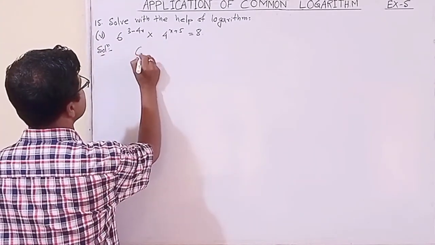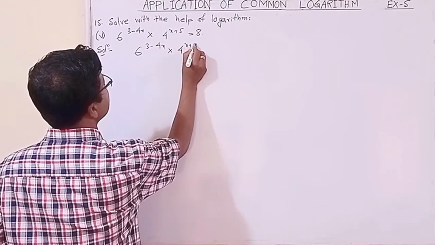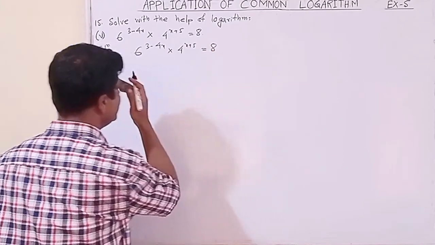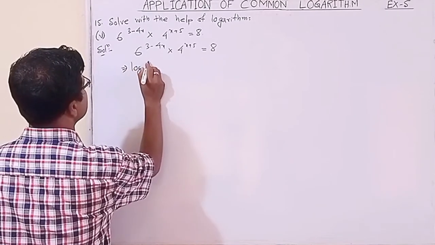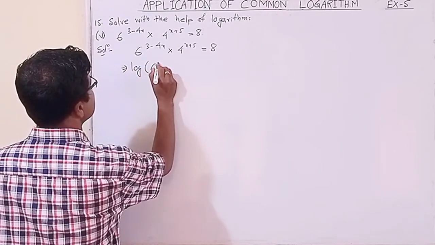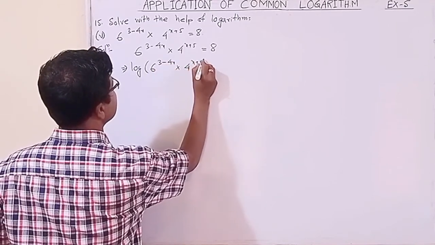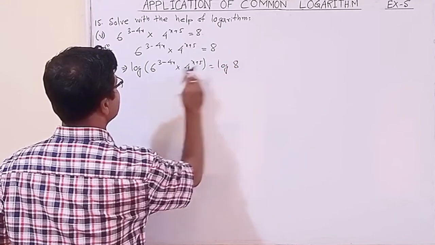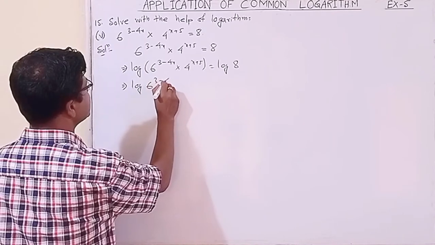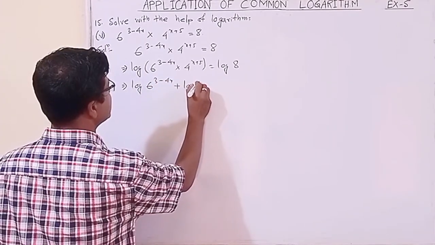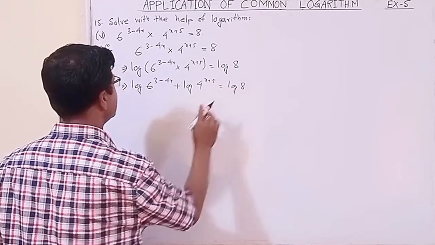Let us copy the question. It is 6 to the power 3 minus 4x into 4 to the power x plus 5 is equal to 8. Okay, what we do? At first, let us take the log on both the sides. So if we take log on both sides, what will we get? Log of 6 to the power 3 minus 4x into 4 to the power x plus 5 is equal to log of 8. Now m into n, we can separate them. Log 6 to the power 3 minus 4x plus log of 4 to the power x plus 5 is equal to log of 8. At the end we'll put the values.